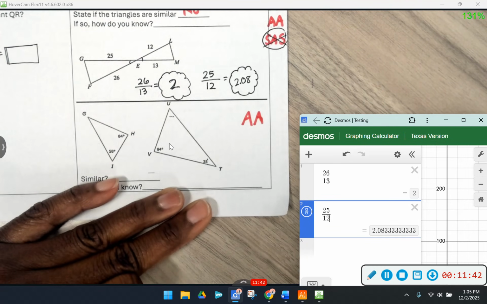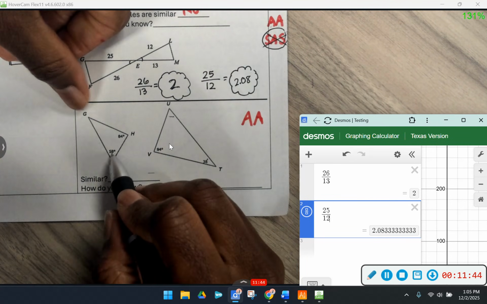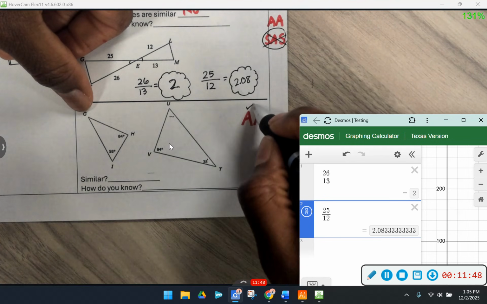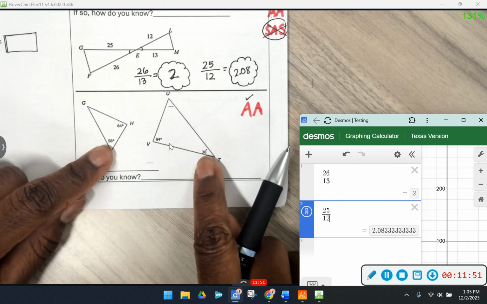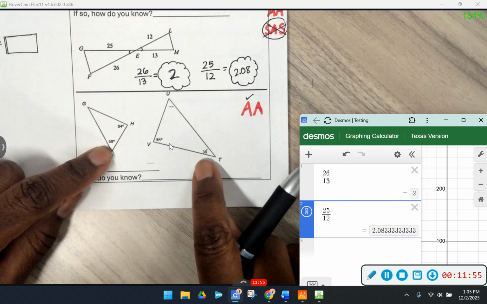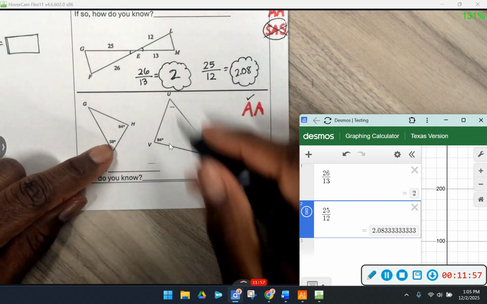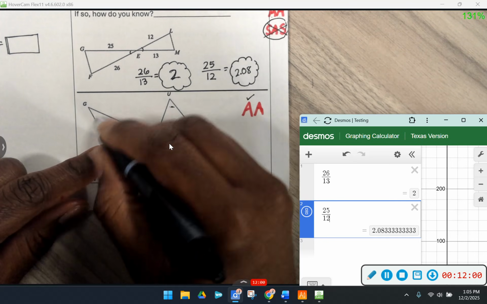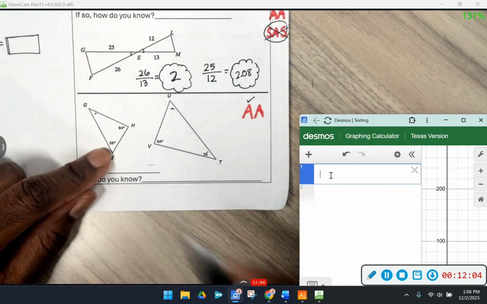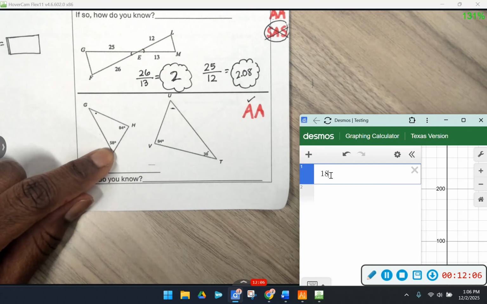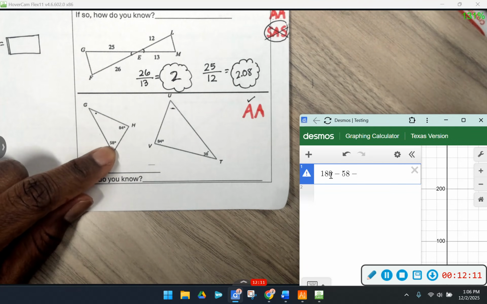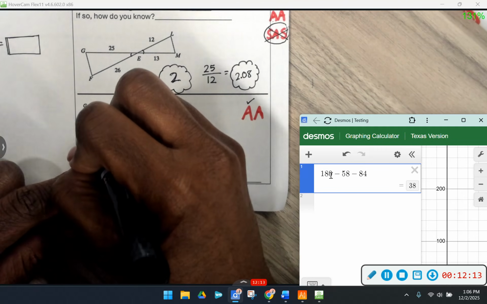The only way you can use angle, angle is if it's showing you, wait a minute, this is 84, so that is one angle, check. But this one is 58, this one's 38. Now wait a minute, before you move on, it still possibly could be angle, angle if we find this one and find this one. Let's see. Remember how to find the missing angle. Let's find the missing angle for this one. We got 180 minus 58 minus 84. Okay, so this is 38.